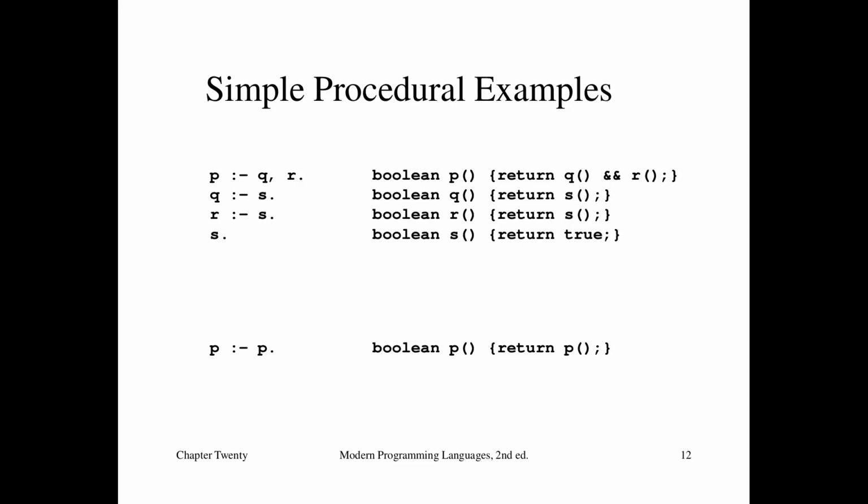So we had a simple procedural example. We say P is defined as Q and R. Q is defined as S. R is defined as S, and S just returns true. So if we try to unify P with P, it returns P. It's like saying there's a Boolean definition for this function P, and it will simply return P. These are all Boolean functions that just return; if we were thinking of this in a procedural way, this is what would happen. S returns true.